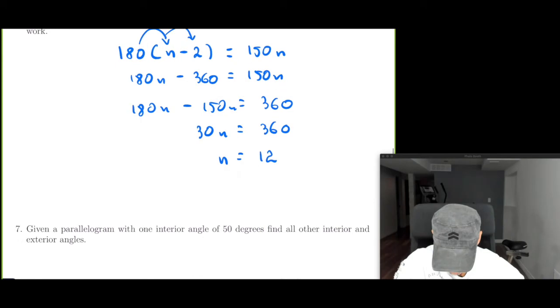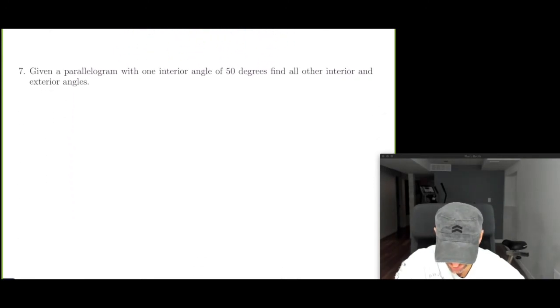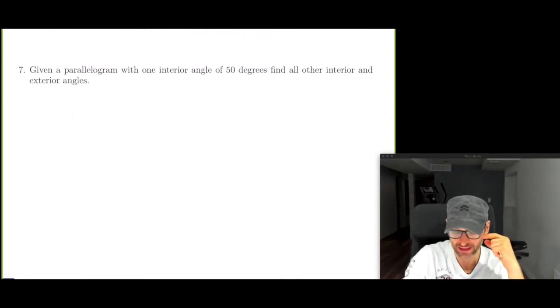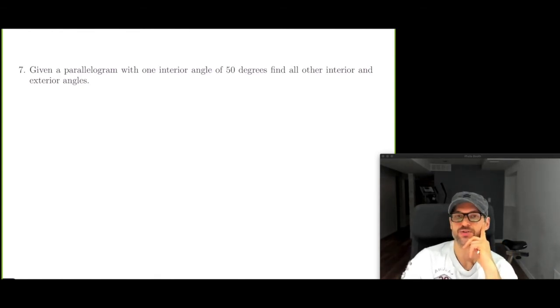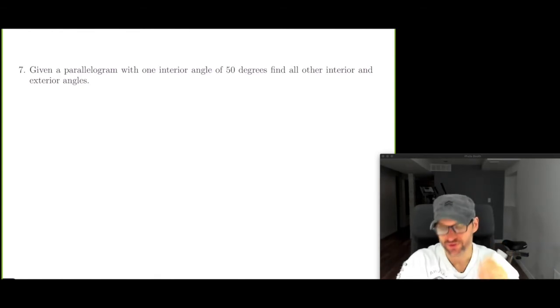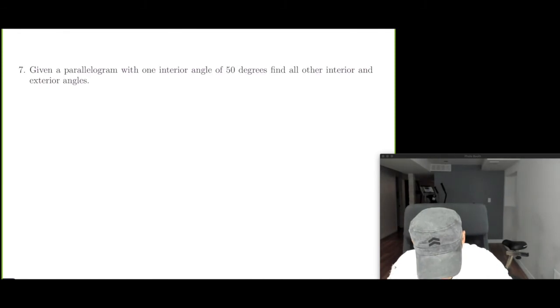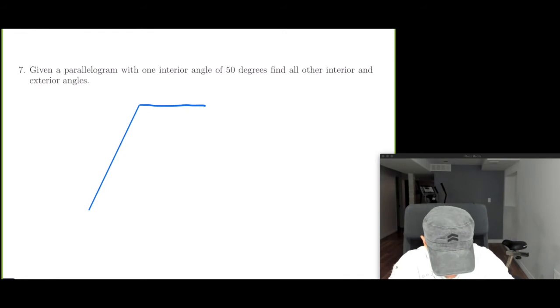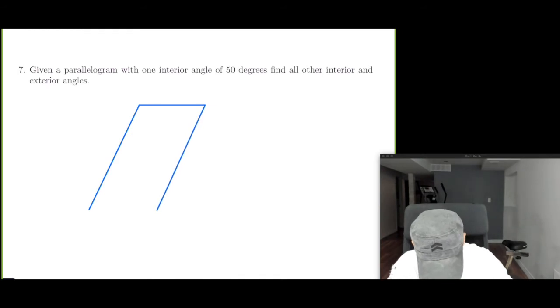Okay. Question number 7. It states, given a parallelogram with one interior angle of 50 degrees, find all other interior and exterior angles. So this is testing you back on quadrilaterals. And so here, a parallelogram. If I draw a parallelogram, let me try it here so that it kind of lines up. But I think you know what we mean here.